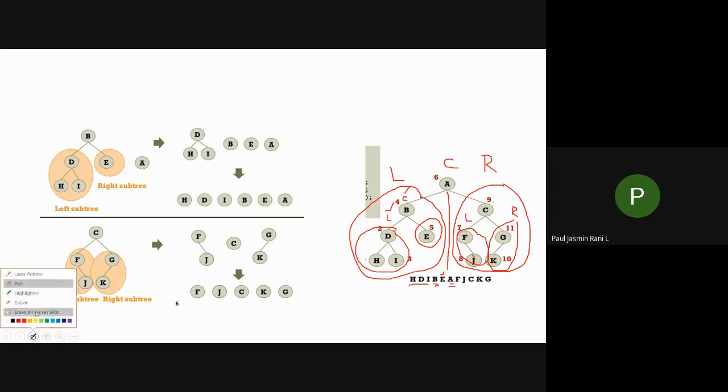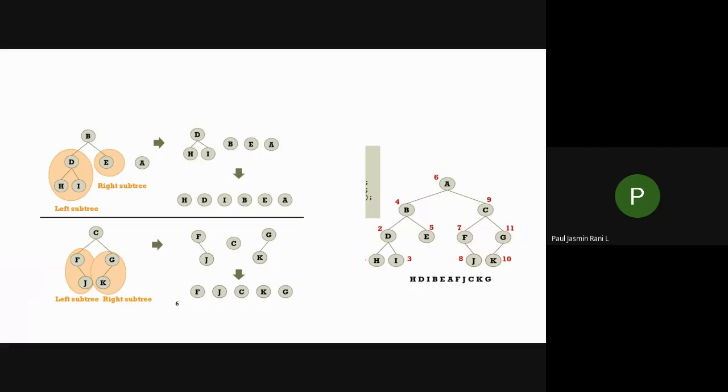After doing this F, what do you have to do? You have to go for the right side, that is J. After completing the left subtree of this one, you have to print this C. So C is also printed. Next, you move on to the right subtree. So the process goes like this.